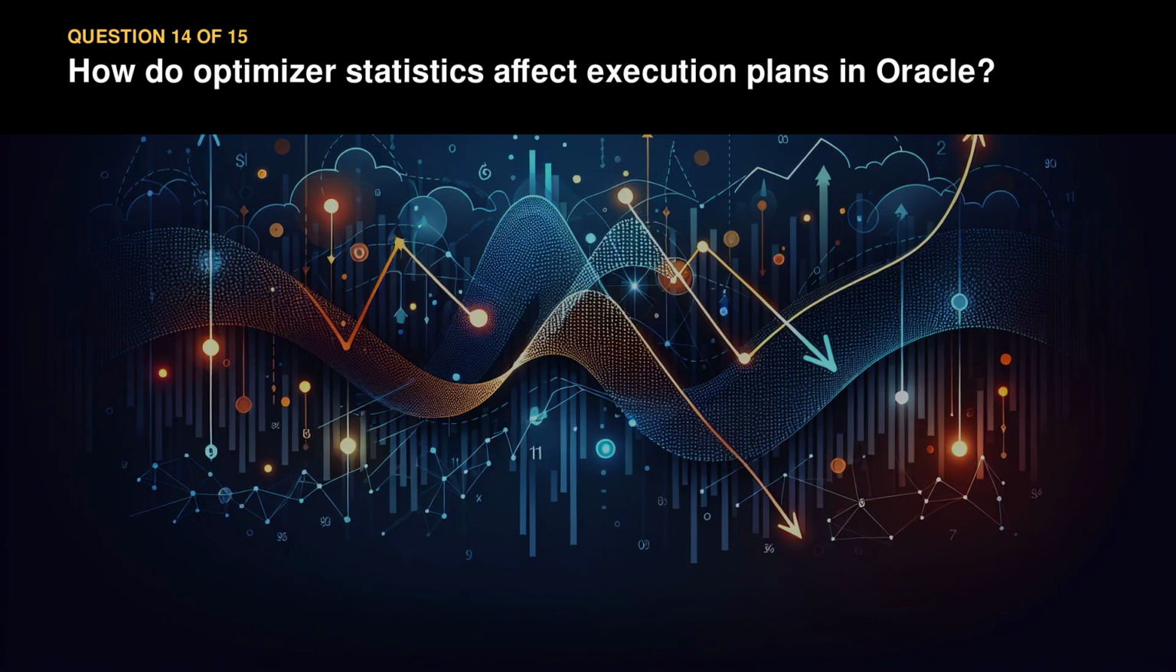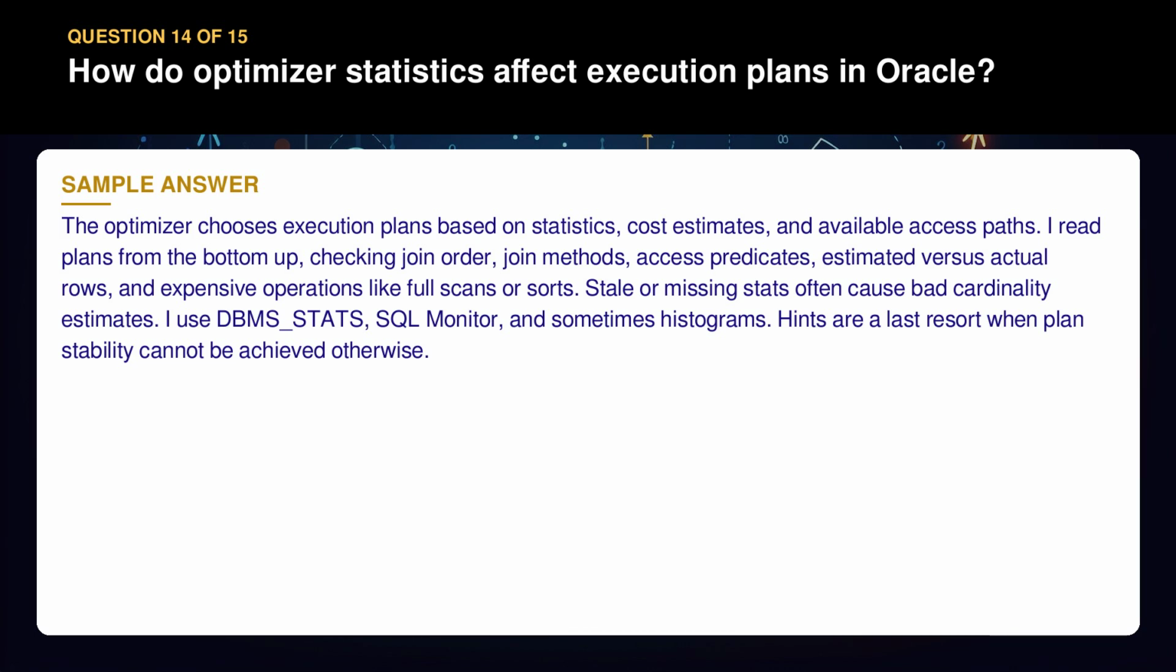Question 14. How do optimizer statistics affect execution plans in Oracle? The optimizer chooses execution plans based on statistics, cost estimates, and available access paths. I read plans from the bottom up, checking join order, join methods, access predicates, estimated versus actual rows, and expensive operations like full scans or sorts. Stale or missing stats often cause bad cardinality estimates. I use DBMS_STATS, SQL Monitor, and sometimes histograms. Hints are a last resort when plan stability cannot be achieved otherwise.